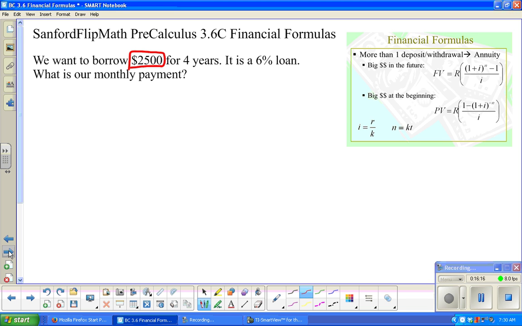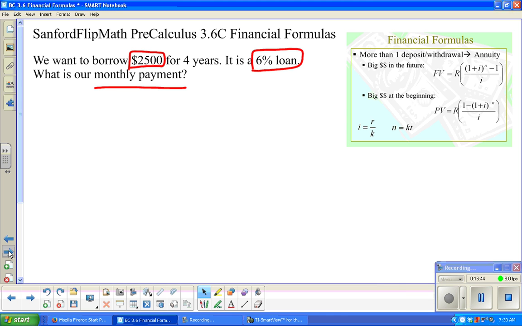Now you need to know that banks always charge more for interest when you're paying money back than they pay out in interest. You know, because banks, as you might be unaware, are in the business to make money. So they're not going to give you more money than they bring in. Okay, so we want to borrow $2,500 for 4 years. It's a 6% loan. We want a monthly payment. So we're going to calculate our monthly payment.